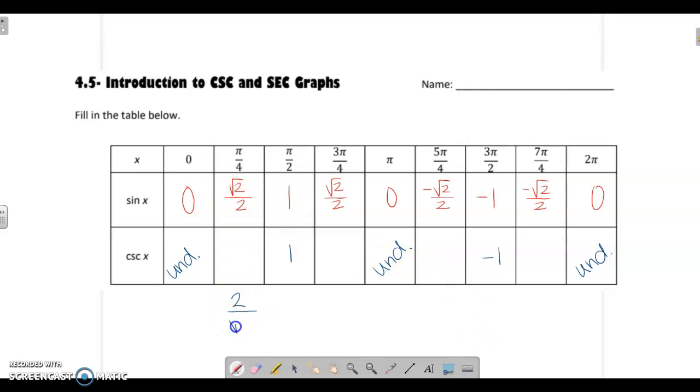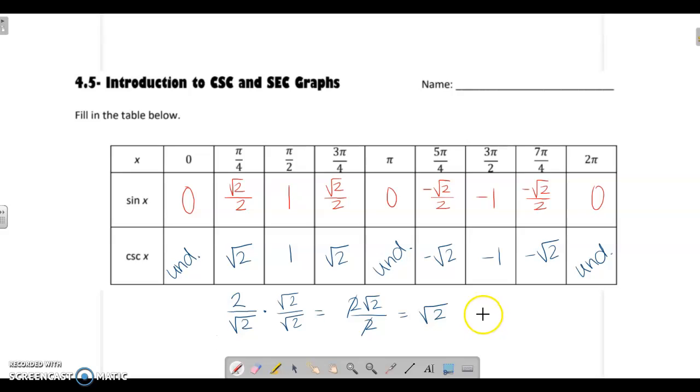So 2 over root 2, the reciprocal of that, let's rationalize by multiplying by root 2 on top and on bottom. So we get 2 root 2 over 2. These 2's cancel, so our reciprocal is the square root of 2. So the cosecant of pi over 4, for instance, is the square root of 2. This is also the square root of 2, and then the reciprocal of these are just going to be negative root 2.